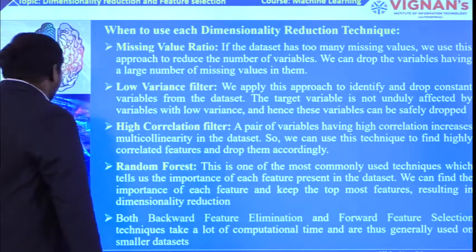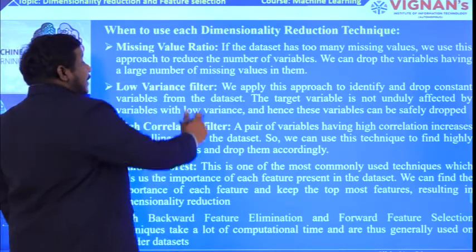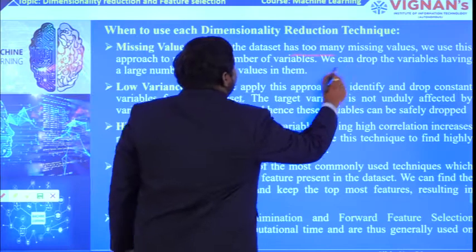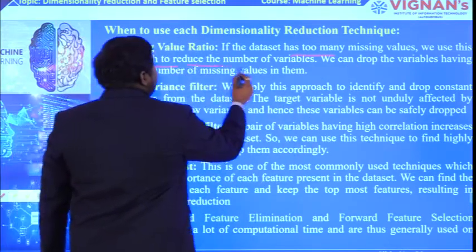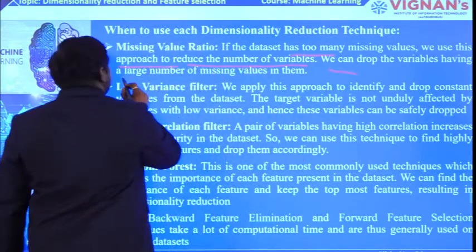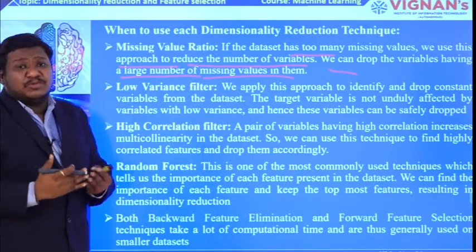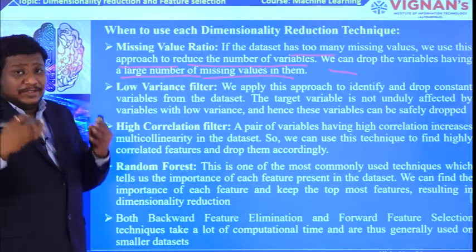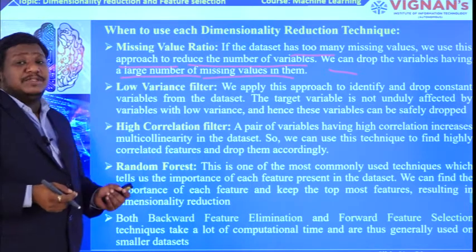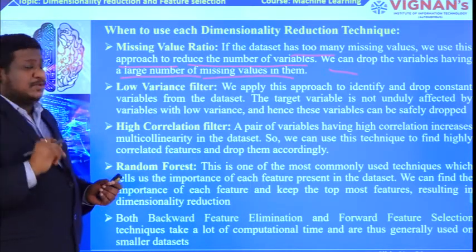See, when will we use the missing value ratio? If the data set has too many missing values, we use this approach to reduce the number of variables. We can drop the variables having a large number of missing values. So, if you have a large data set with a large number of missing values, that is your problem, then you will use this missing value ratio model to solve such problems.